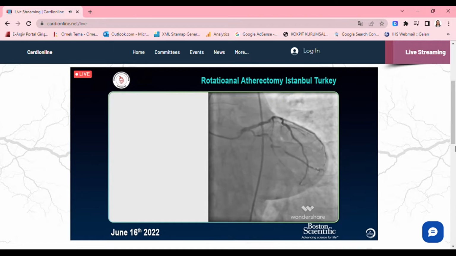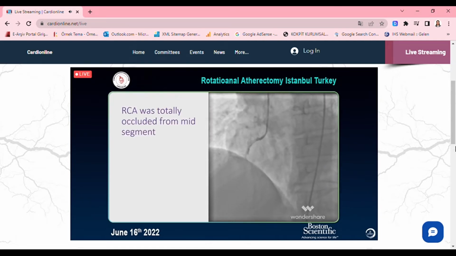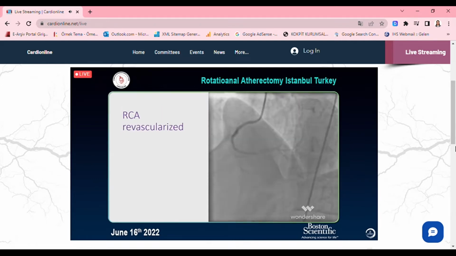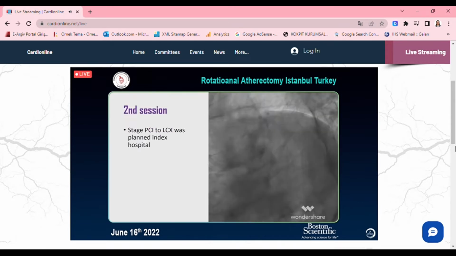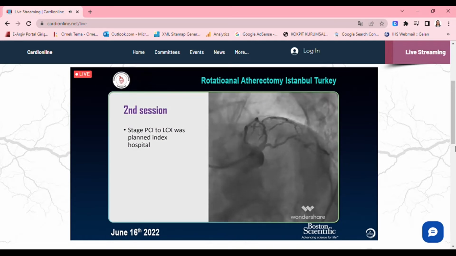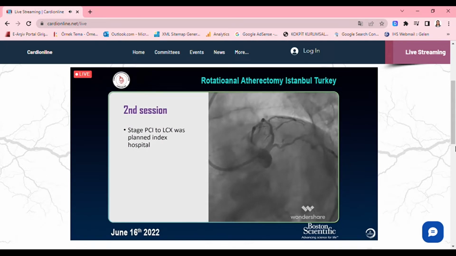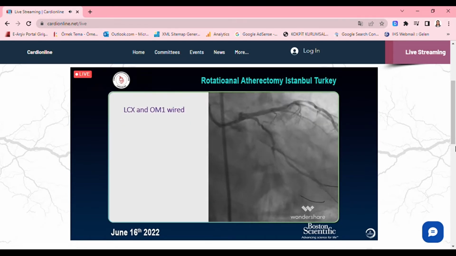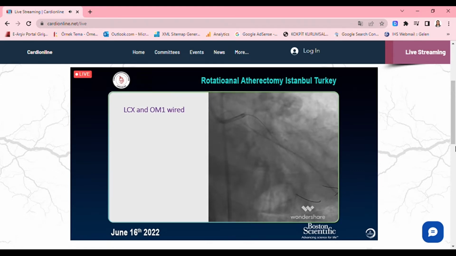While there was a severe diffuse lesion on the circumflex starting from the ostium, as was evident from the ECG, there was total occlusion of the RCA from the mid-segment. So he was dealt with accordingly. Primary PCI of the RCA was done and TIMI 3 flow was achieved. In the index hospitalization, a staged PCI to the circumflex was done. Meanwhile, the circumflex got totally occluded, but he was rewired again and some flow was achieved.